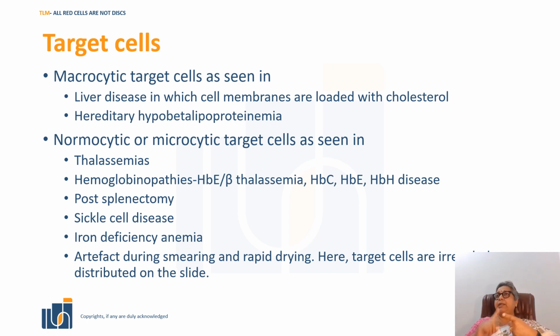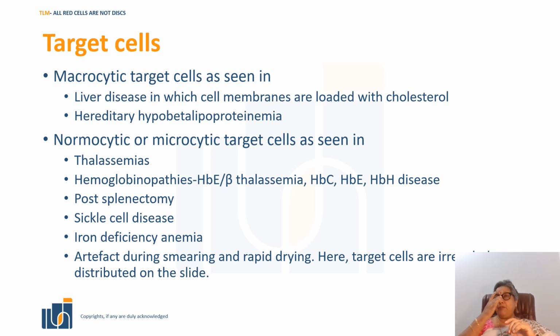Now macrocytic target cells are seen in liver disease, in which the cell membranes are loaded with cholesterol. It's also seen in dyslipidemias, hereditary hypobeta-lipoproteinemias. So when you see a target cell on the smear, first see the size.